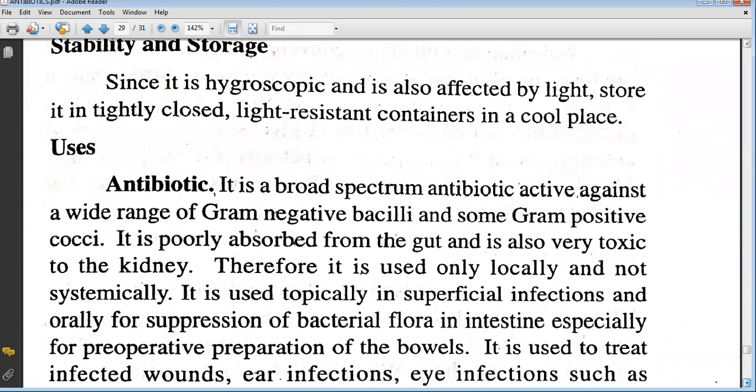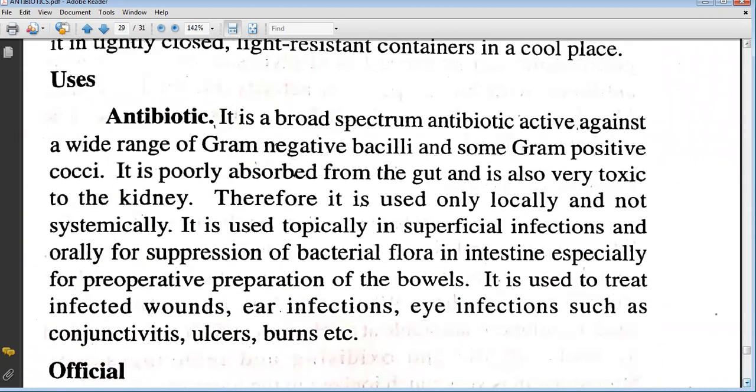It is being used as an antibiotic. It is a broad-spectrum antibiotic active against a wide range of gram-negative bacilli and some gram-positive cocci. It is poorly absorbed from the gut and is also very toxic to the kidney. Therefore, it is used only locally and not systemically.